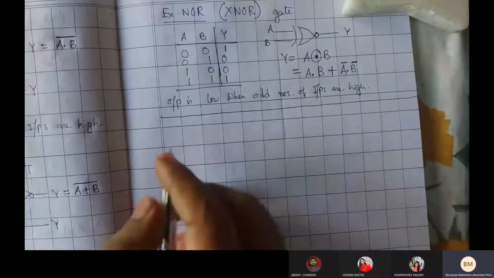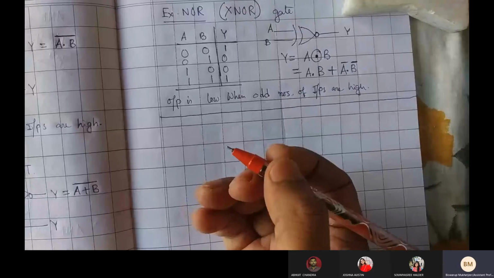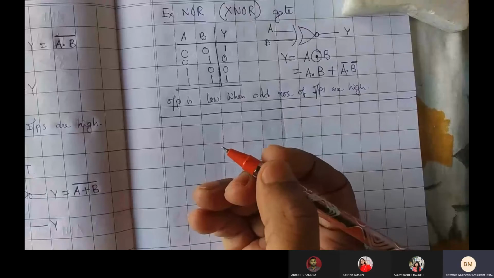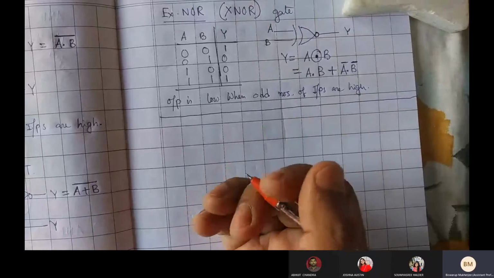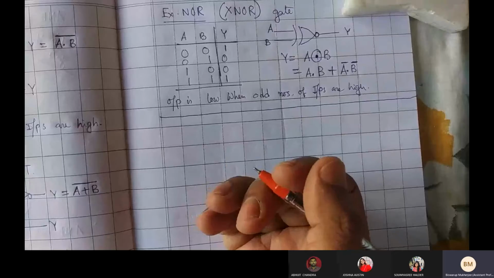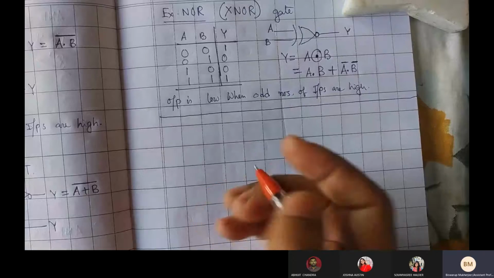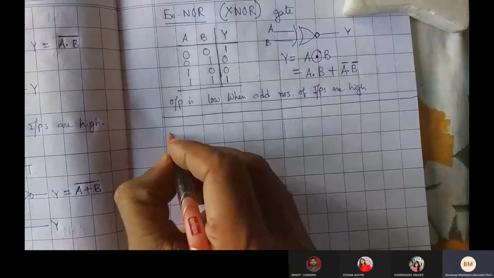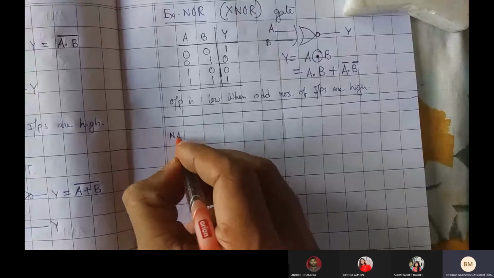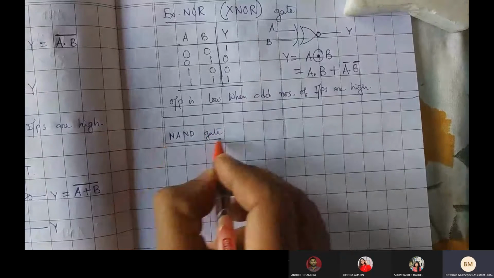So let me start with why the NAND gates and NOR gates are actually called universal gates. The reason these particular gates are called universal gates is that using either NAND gate or NOR gate, we can implement any other types of gates. So let me see how it can be implemented, starting with NAND gate.